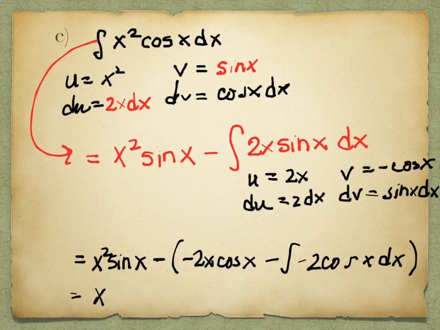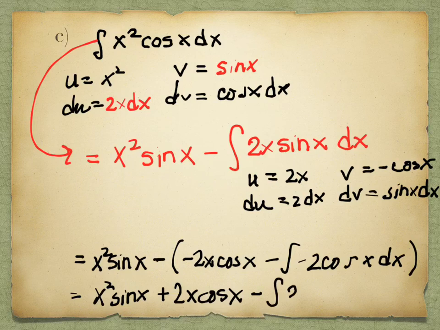So I've got x squared sine x here, and then I've got this negative and this negative, so this is positive 2x cosine x. And then I've actually got 3 negatives, don't I? One on the outside, one in front of the integral, and one inside of the integral. So 3 negatives means I'm going to still be negative. So this is actually negative the integral of 2 cosine of x dx. And give me just a second and I'll copy this to the next slide.